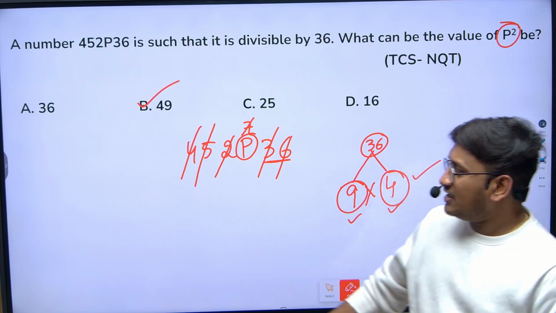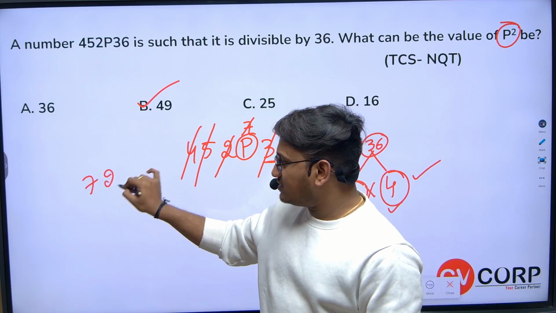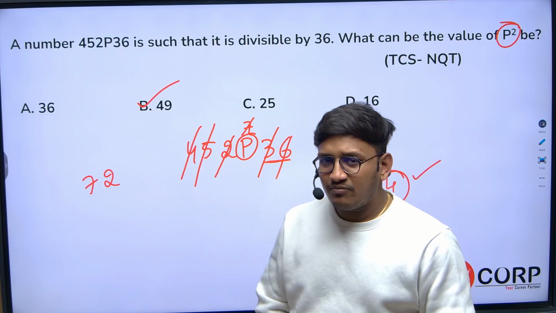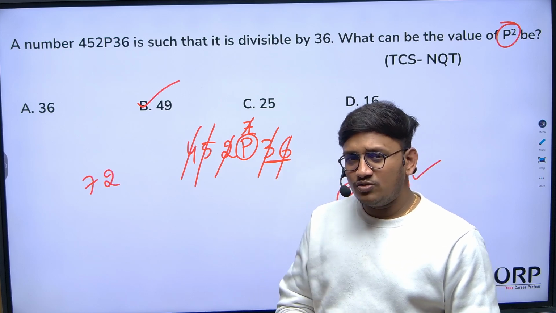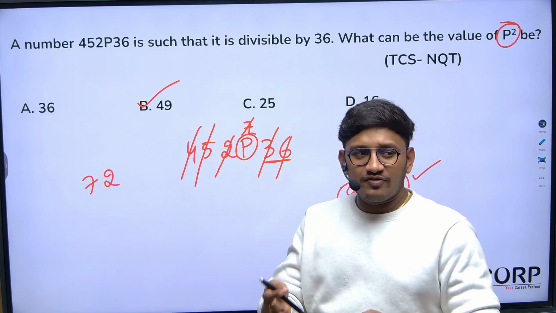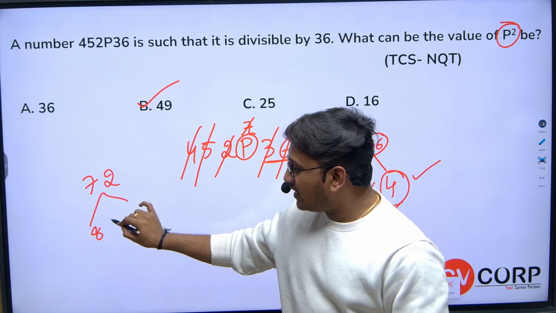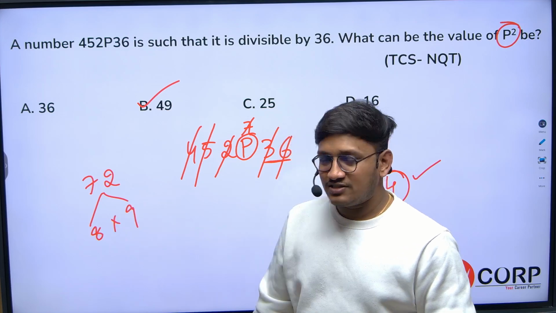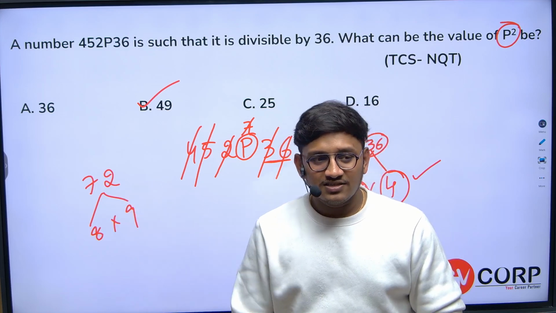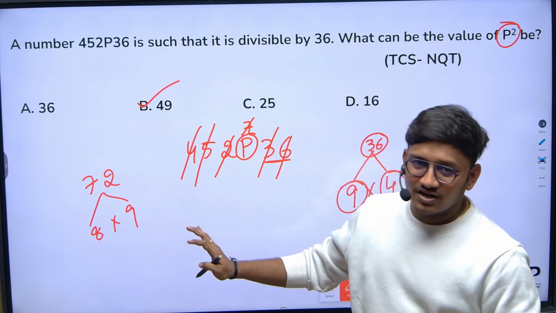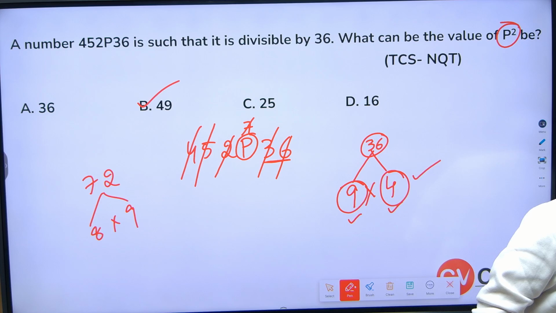Let's assume somebody asks you what the divisibility rule of 72 is. If any number needs to be divisible by 72, dividing by 72 is difficult, right? So we can say that if any number is divisible by 8 and 9, then definitely that number will be divisible by 72. I hope you all are clear with this. Let's move on to the next one.